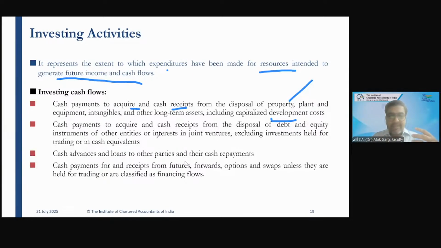Cash payment to acquire and cash receipts from the disposal means investment in equity shares, investment in debentures, investment in mutual funds, right? It is talking about those investments which are made in other entities' equity instruments. So this is a big technical sentence, but what is the meaning of this second paragraph? Investments. Okay. Cash advances and loans given to other parties and their cash repayments. If you have given a loan to the other party, is it an investing activity or financing activity?